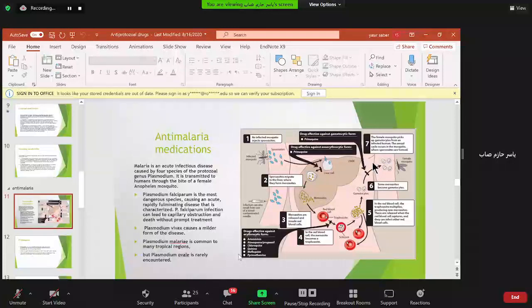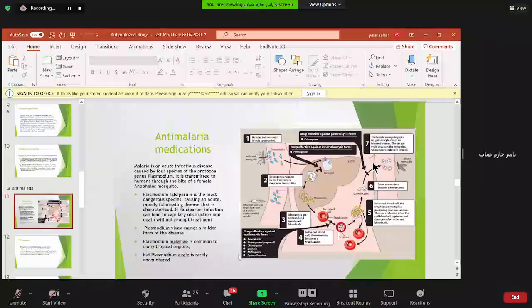Antimalarial medications treat malaria, which is an acute infectious disease caused by 4 species of the protozoal genus Plasmodium. It is transmitted to humans through the bite of the female Anopheles mosquito. Plasmodium falciparum is the most dangerous species, causing an acute, rapidly fulminating disease. Plasmodium falciparum infection can lead to capillary obstruction and death without prompt treatment.